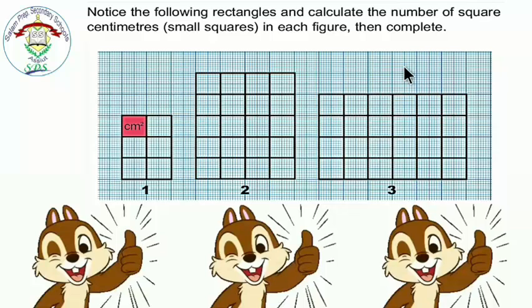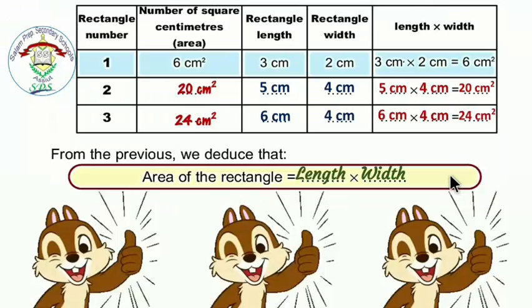To check, please count with me. 1, 2, 3, 4, 5, 6. 6 plus 6 equals 12. Plus 6, 18. Plus 6, 24. Rectangle number 3 has 24 square centimeters. This is the number of square centimeters.